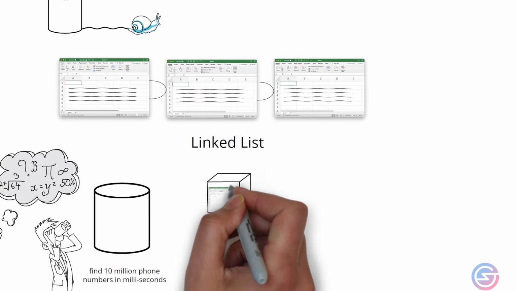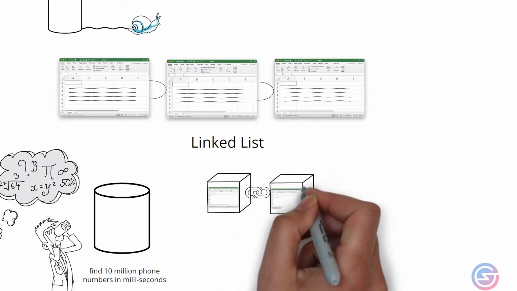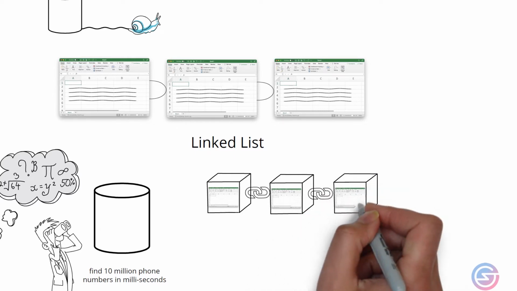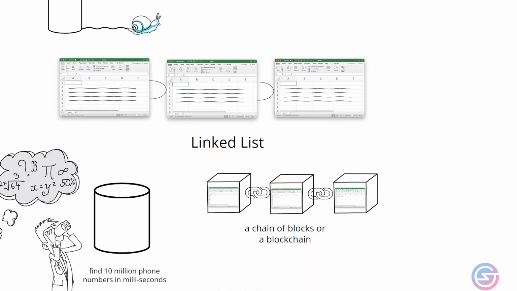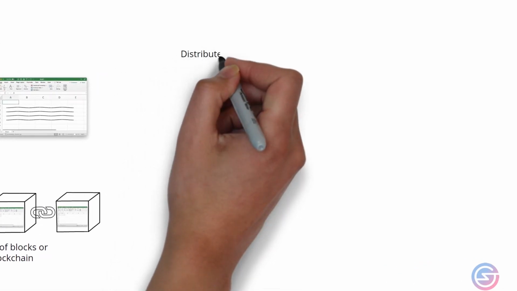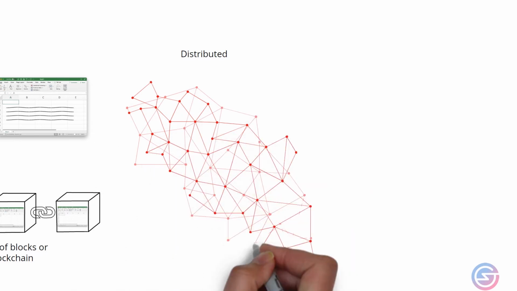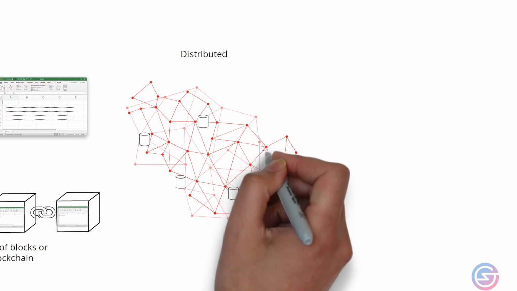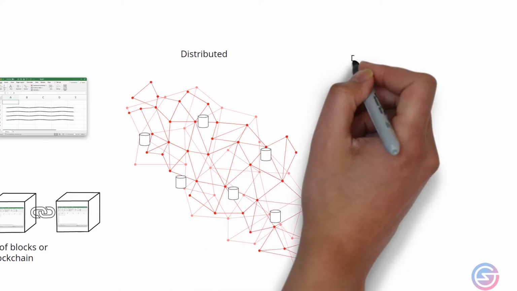If we now think of an Excel sheet of the same 1,000 rows as a block of data, and instead of linking them, we change the terminology to chaining them together, we then have a chain of blocks, or a blockchain. Another very important aspect of a blockchain is the fact that it is distributed. In other words, it is a network of databases around the world where computers or nodes maintain their own copy of the blockchain and interconnect with other nodes as well.